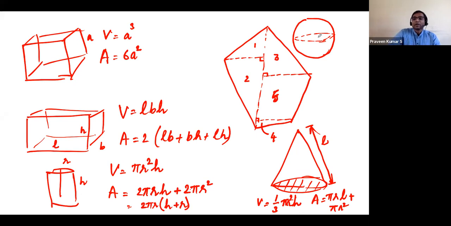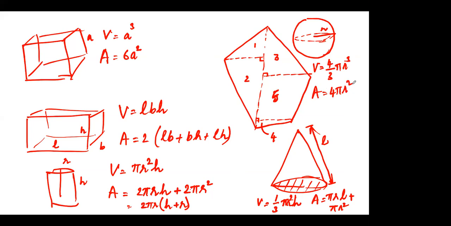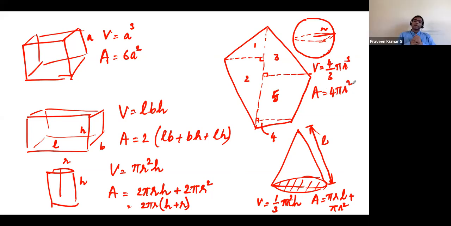Okay. Now, if you have a sphere, the volume, you will write it as 4/3 pi r cube. And if you are writing the area, you will write 4 pi r square. So here, if you are, let's say, cutting it into half, you will get a hemisphere. Hemisphere is half a sphere. So what will be the volume? Volume will be half of 4/3 pi r cube. So it will become 2/3 pi r cube.